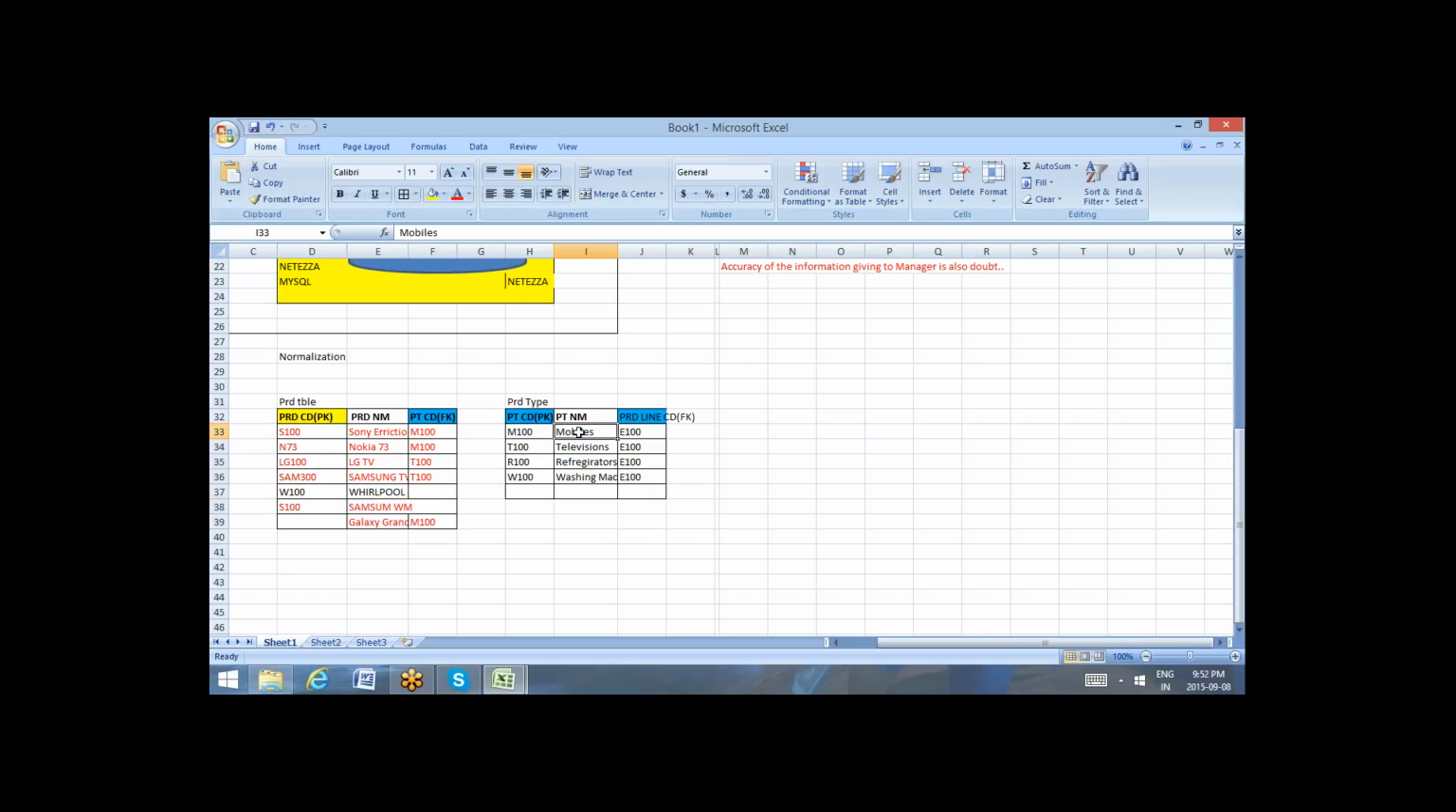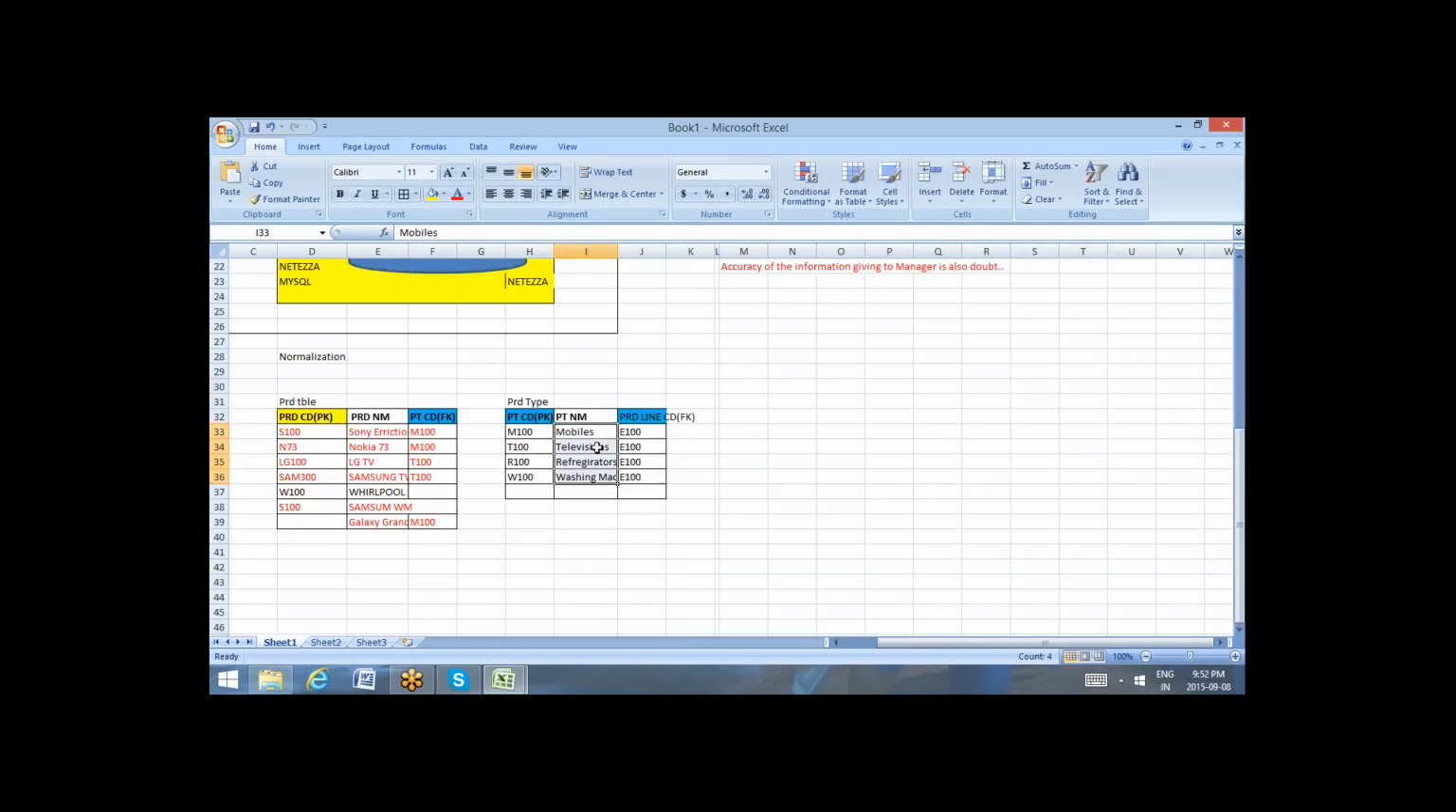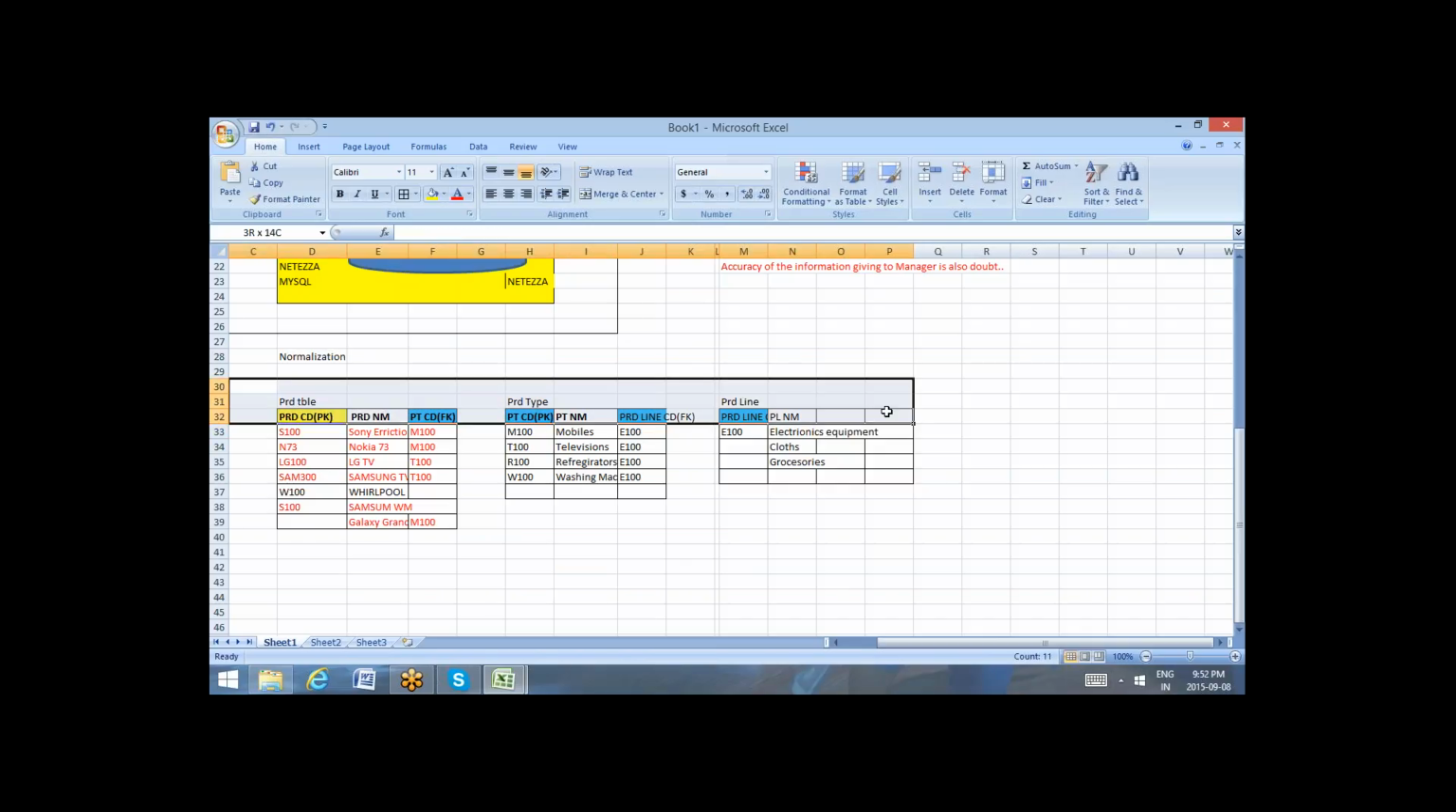Again, all these product types are grouped together into one line of business, which can be called, for example, product line. So the data related to one subject area, product, is maintained in three different tables: product table, product type table, and product line table. If you maintain the data in this fashion, it is generally called normalization.